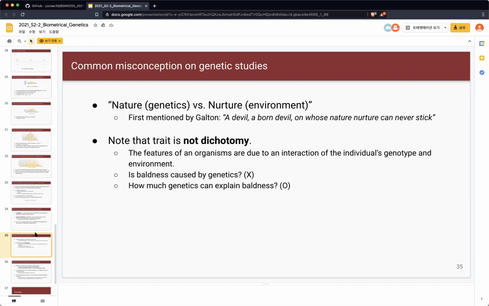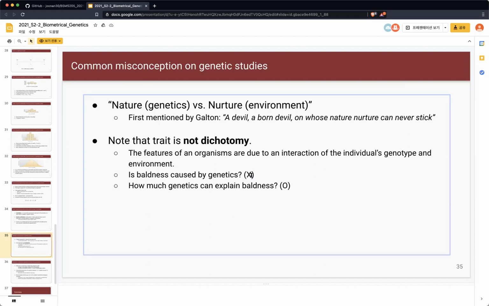That question is actually ridiculous, because genetics is not about identifying whether a trait or disease is determined by genetics or environment. It's the field that studies how much genetics or how much environment explains that trait, right? So the question, is baldness caused by genetics, is totally the wrong question. It's already wrong by Fisher's model from the early 20th century. The more precise question is how much genetics can explain baldness, right?